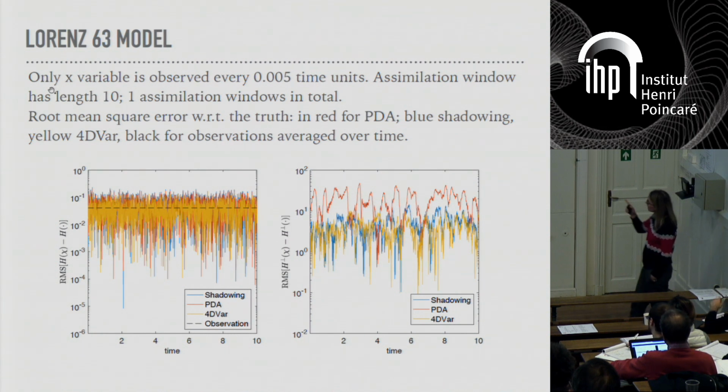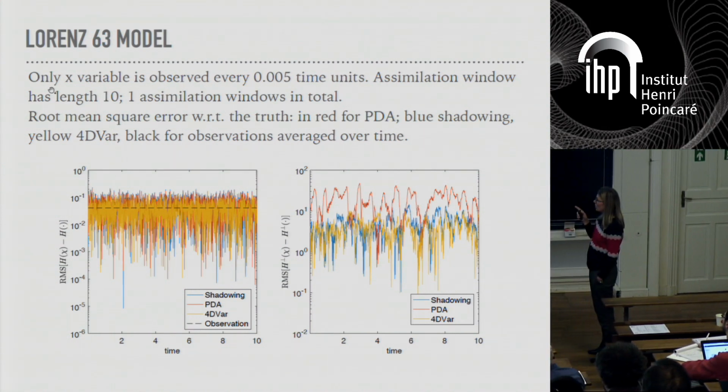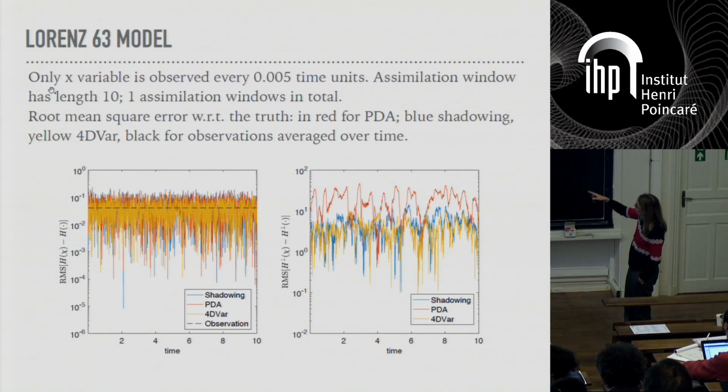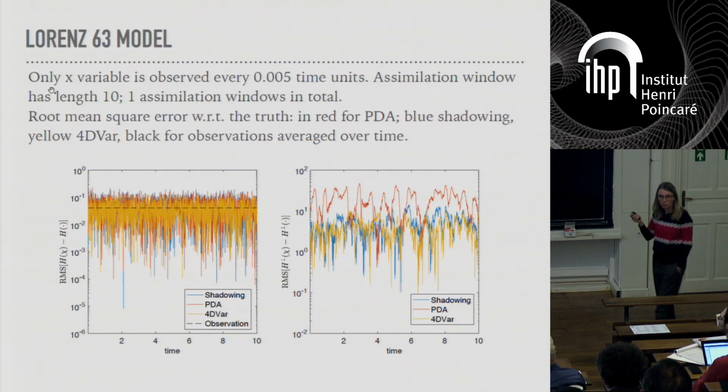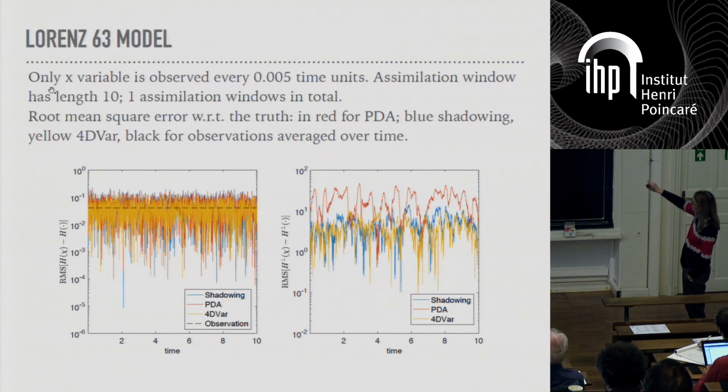If you look at the left picture, this is the root mean square error of the estimate with respect to the truth in the observed components. You can see that the shadowing, the PDA and the 4D-Var perform equivalently. On the right-hand side is the unobserved variables, y and z. What we observed is that the PDA performs much worse than the shadowing and the 4D-Var.